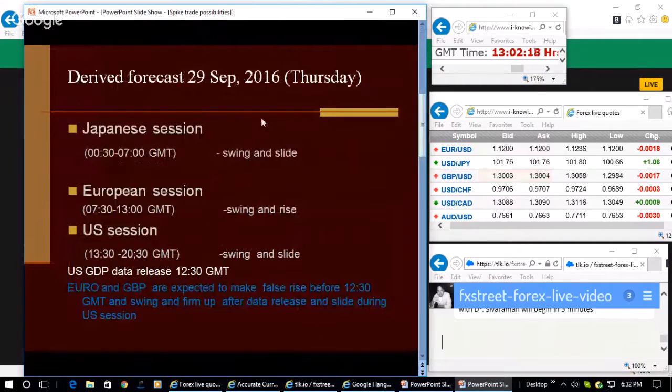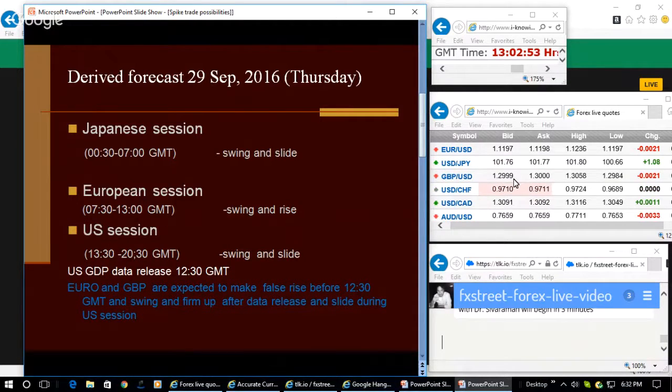As I explained, the market is expected to make the swing and firm up and then slide during the US session. Now we are at 13:02 GMT. It is the gap time between the European and the US session. During gap time, they pretend as if the market is going to drop or rise, and then subsequently do the opposite at the start of the new session. So they are making a small dip.